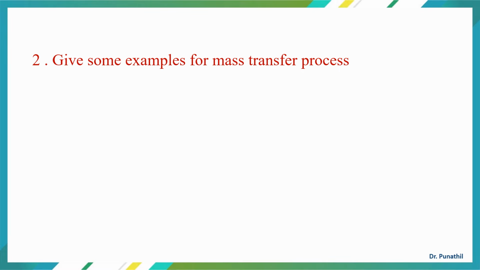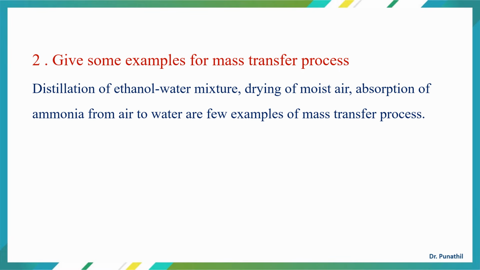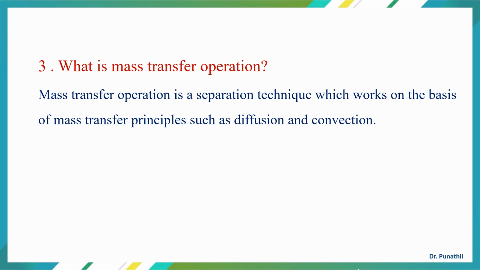The next question. Give some examples for mass transfer process. Distillation of ethanol water mixture, drying of moist air, absorption of ammonia from air to water are few examples of mass transfer process. What is mass transfer operation? We should know the difference between the mass transfer and mass transfer operation. Mass transfer operation is a separation technique which works on the basis of mass transfer principles such as diffusion and convection.